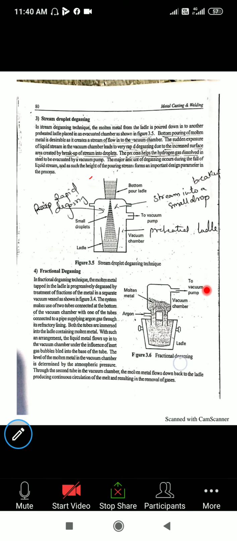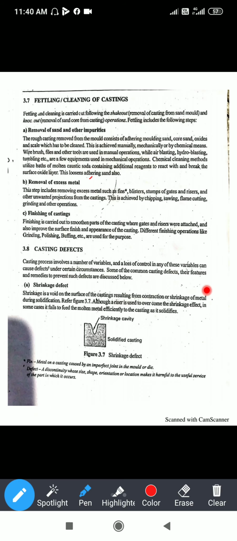Okay, now let us go to the next concept, that is fettling and cleaning of the casting. What do you mean by fettling and cleaning? Fettling and cleaning are carried out following shakedown, the removing of the casting from the sand mold, and knockout, the removing of the sand core from the casting. The fettling includes the following steps: removal of sand and other impurities, removal of excess metal, and finishing of the casting.